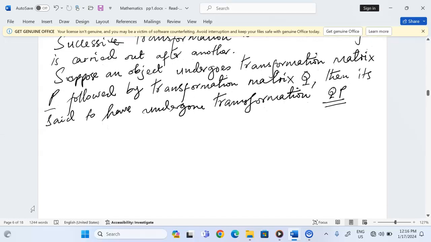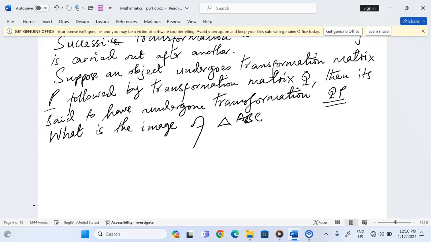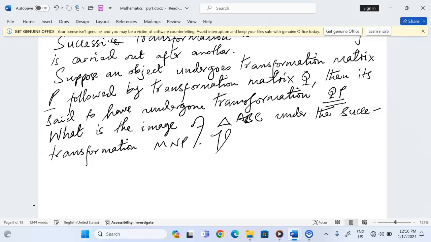So for example, what is the image of triangle ABC under the successive transformations M and P? This means, I just want to help you interpret this type of questions.